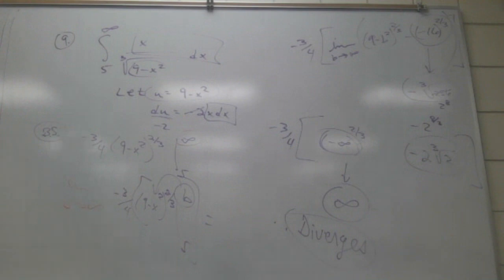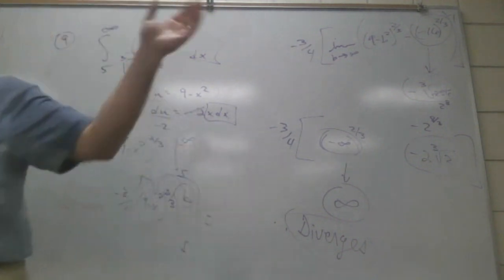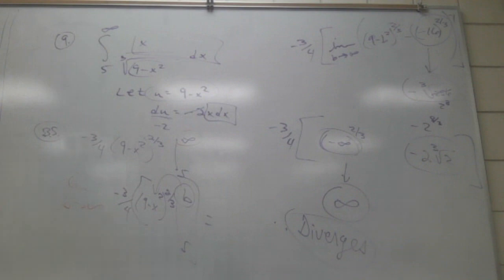Okay. If you take a root, any kind of root of an infinite number, it's still going to be infinite, right? No matter how big the root. If I took the 100th root of infinity, it's still infinity, right? Because infinity means increasing without bound.